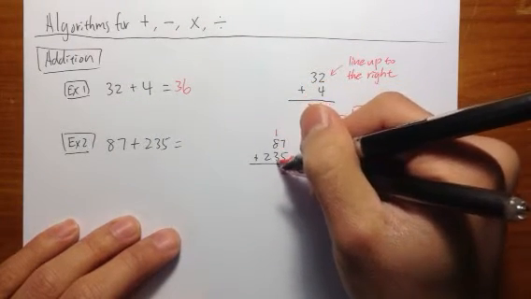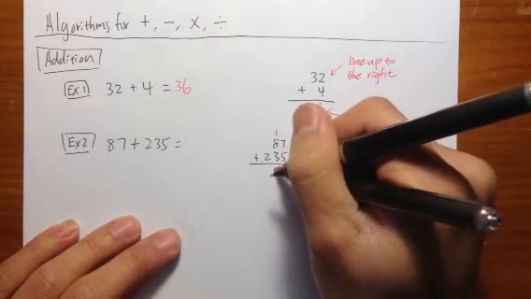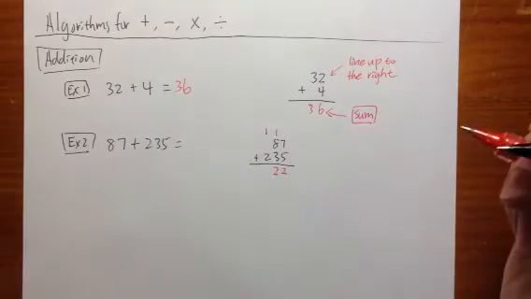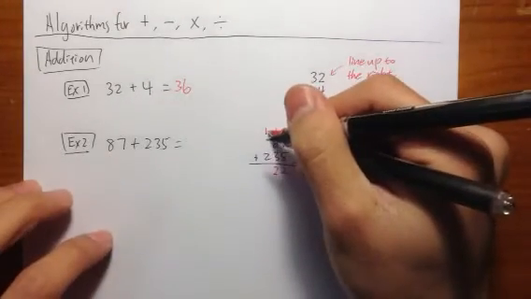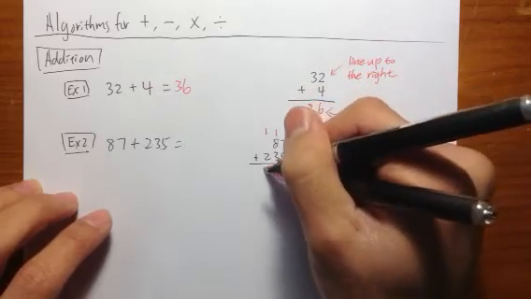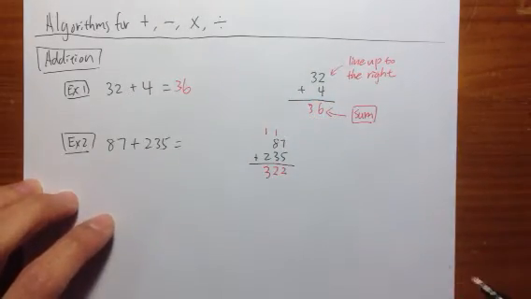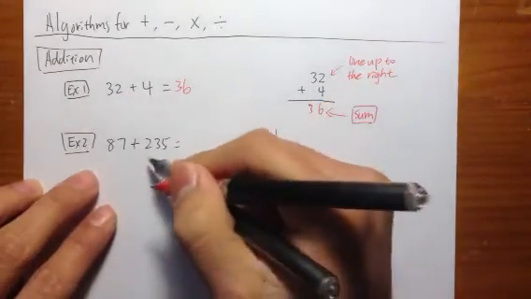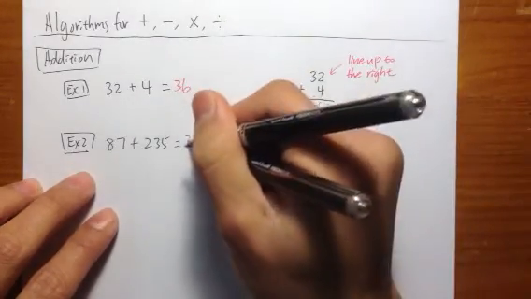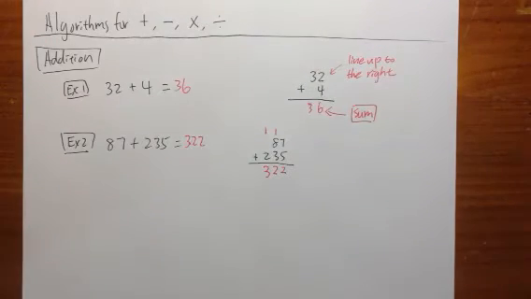9 plus 3 is, again, 12. So I have the 2, and then I have the 1 carry over to the hundreds place. And then, lastly, I just need to do 1 plus 2, which I get 3. So the answer, 87 plus 235, is equal to 322. Right, the sum is equal to 322.